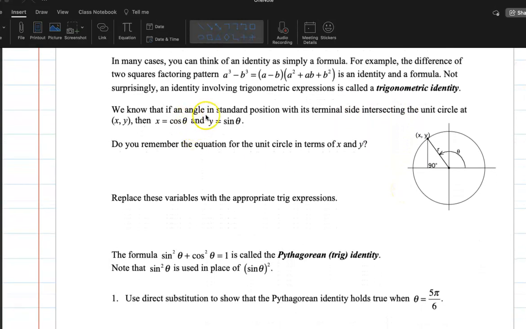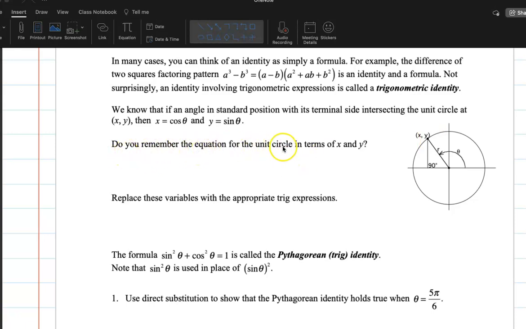Now we know that if an angle is in standard position with this as its terminal side, intersecting the unit circle at (x, y), then x is equal to cos theta. On the unit circle, x is always cos theta and y is sine theta, and the hypotenuse is 1.